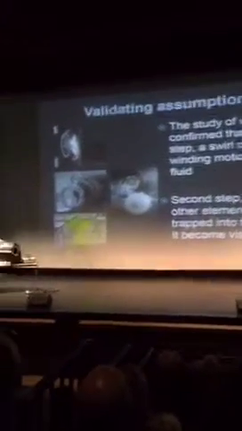So, validating the assumption. You remember that's the first assumption. So, the study of videos confirms that in the first step, a swirl creates a winding motion in the fluid. Second step, some other elements are trapped in the ring and it becomes visible. You have a different scene. You can see air in water, smoke in air, and dyes in water.